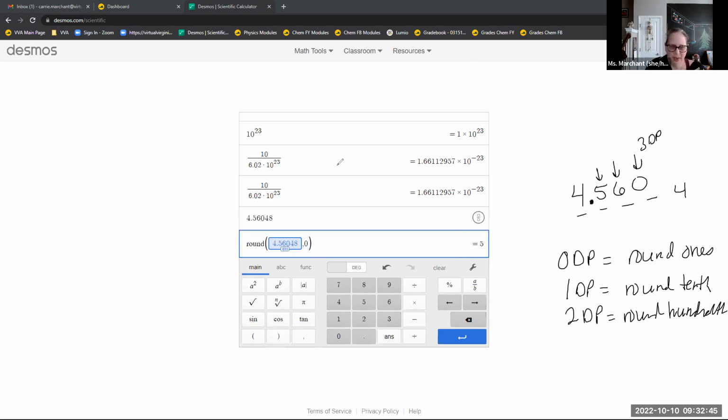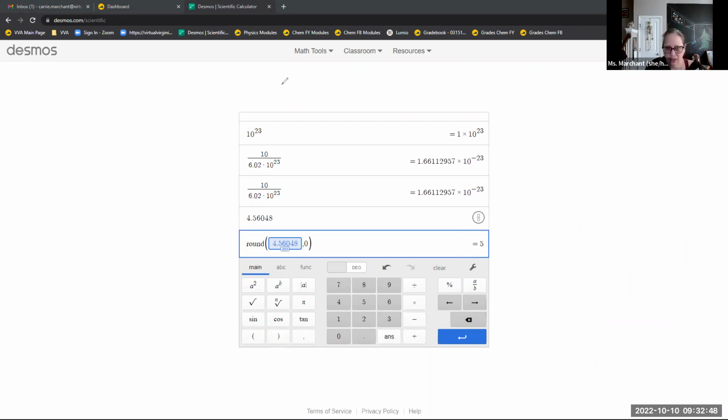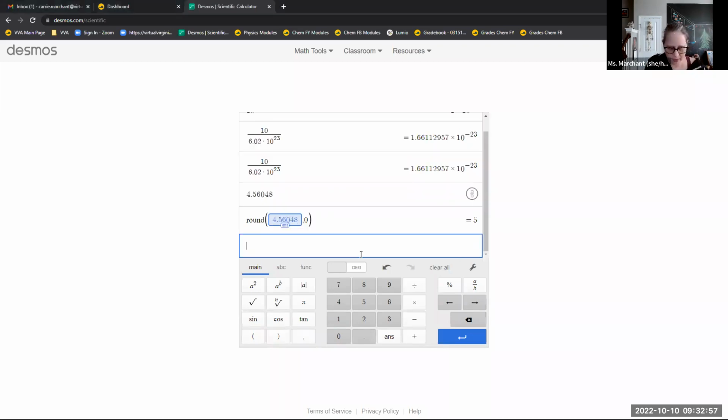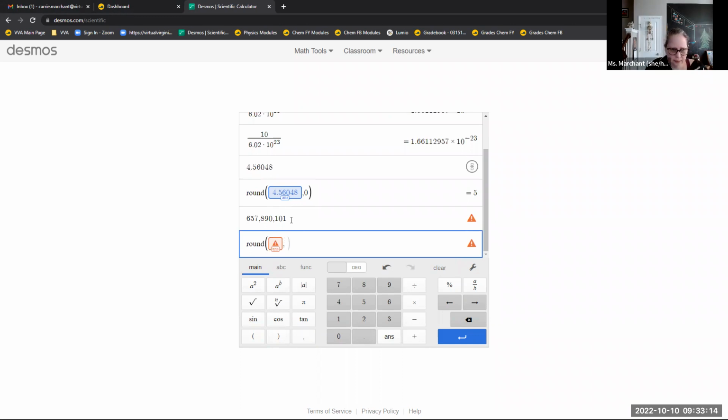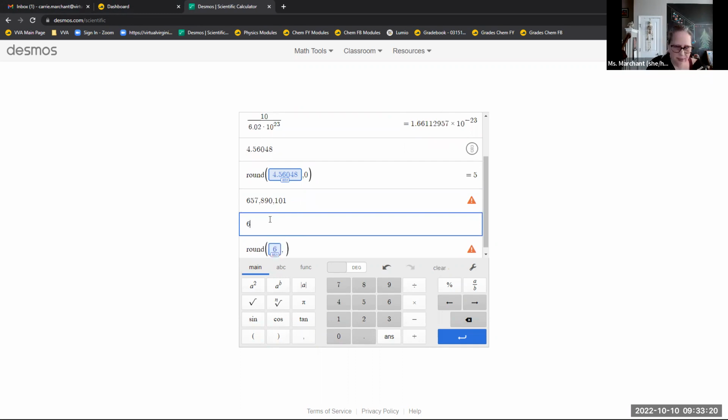What if I wanted to go the other way and I had a super large number? Okay, then I'm going to be using the negative sign. So if I had 657, comma, 890, comma 101. Okay, that is my number here. So again, type in round, parenthesis, answer, comma. Not know why it does not like my answer. Maybe it doesn't like the commas. 657, 890, 101. There we go. And now it likes it.